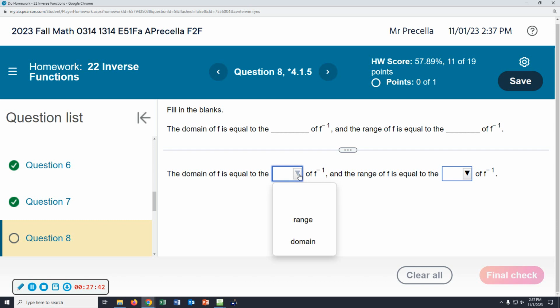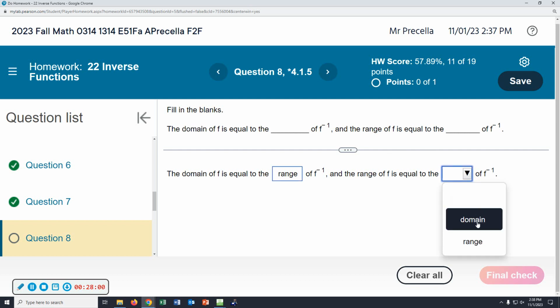What should I choose there? Range. That's saying the x's became y's. Now the range of f is equal to the blank of f inverse. So the y's became x's. Domain.